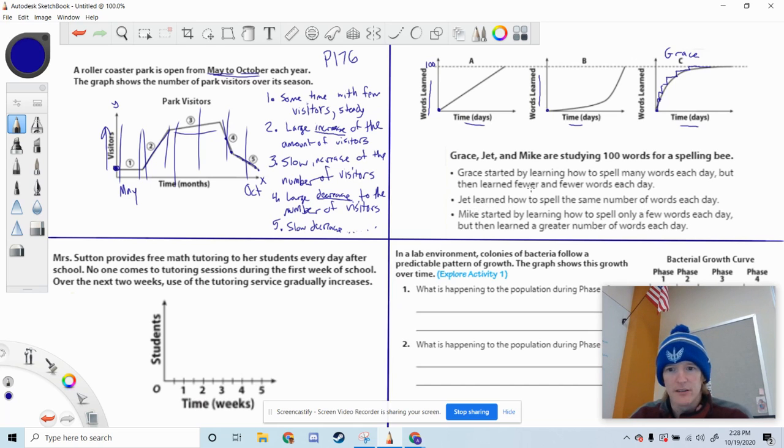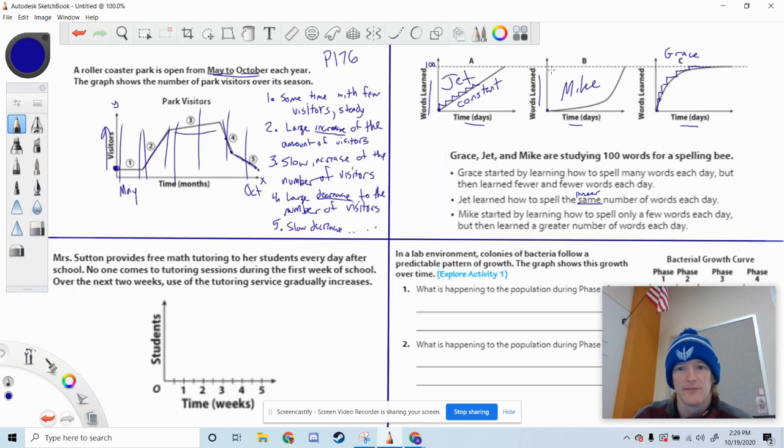Jet learned how to spell the same number of words each day. So Jet goes up 5 over 1, up 5 over 1, up 5 over 1. See, this is going to be Jet here. He's consistent. This is a constant slope. This one's linear. If it's the same, that means it's linear. Mike started by learning how to spell only a few words each day, but then learned a greater number of words each day. So this is going to be Mike here.